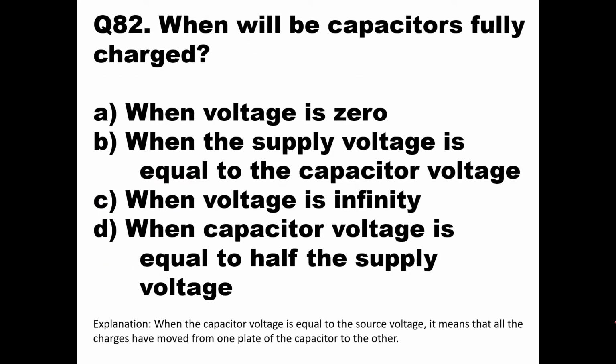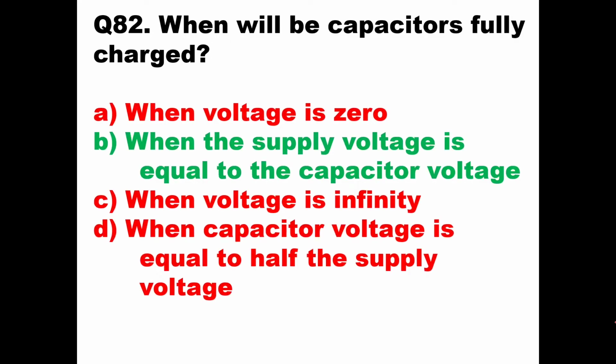When will a capacitor be fully charged? Whenever you apply a voltage across the capacitor and the supply voltage becomes equal to the capacitor voltage, then it is said to be fully charged. So when the capacitor voltage is equal to the source voltage, it means that all the charges have moved from one plate of the capacitor to the other. So here option B will be the right answer: when the supply voltage is equal to the capacitor voltage. Then we'll go to the next question.